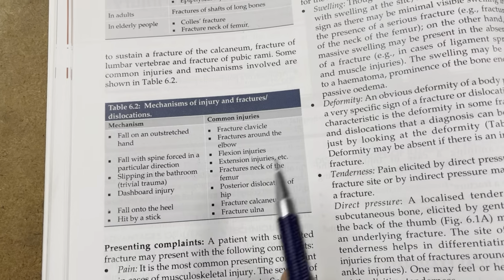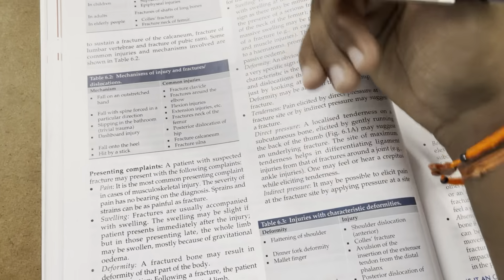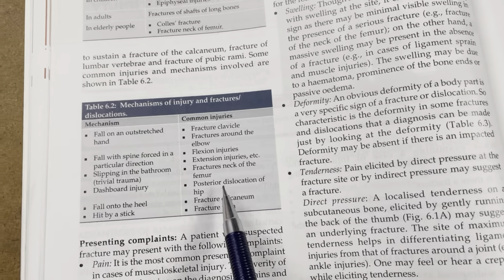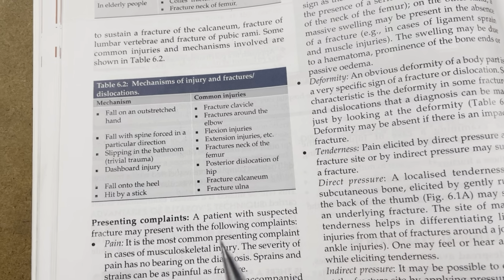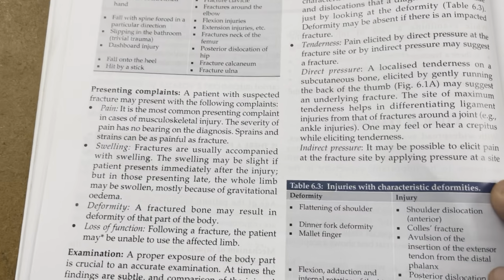Okay, and again dashboard injury: you hit the dashboard, your hip goes posteriorly, so there is a posterior dislocation of the hip. Fall onto the heel, so fracture calcaneum, we already discussed this. Hit by a stick, so fracture ulna, things like that.